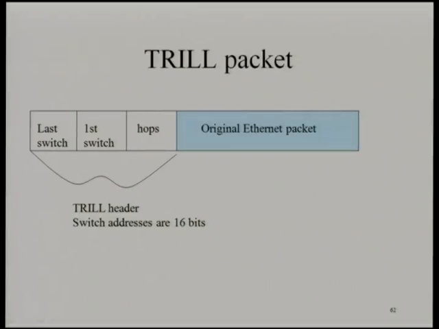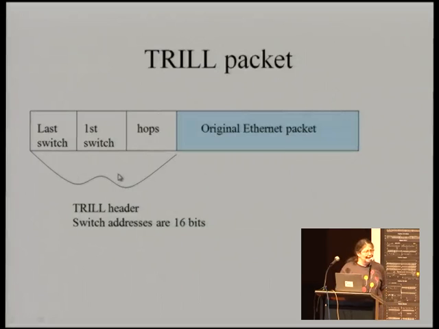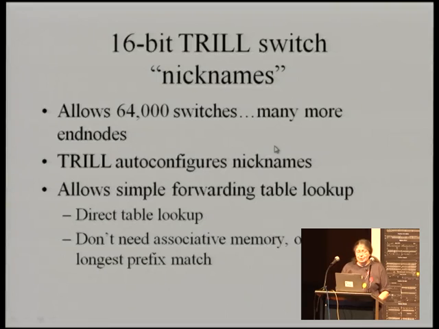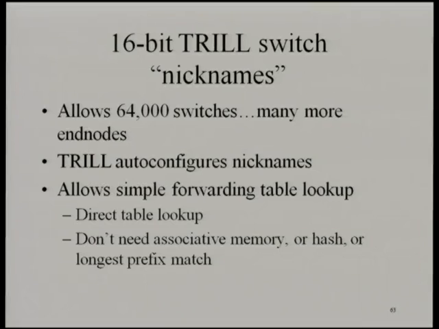So this is what a TRILL packet looks like. It's a 6-byte header. The switch addresses are 16 bits, which are auto-configured, so you don't have to configure them. They're just part of the routing protocol. People manage to get a unique 16-bit address. And so there's first switch, last switch, and a hop count, and the original Ethernet packet. So 16-bit TRILL nicknames does allow 64,000 switches, and it allows many more end nodes than that. Is that scalable enough? I don't know.